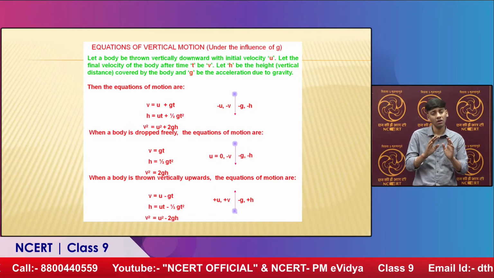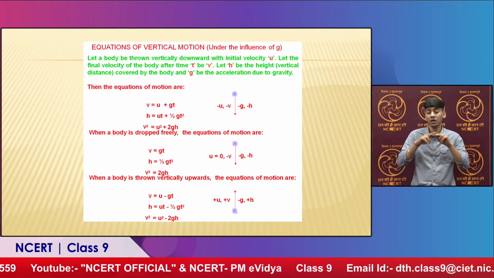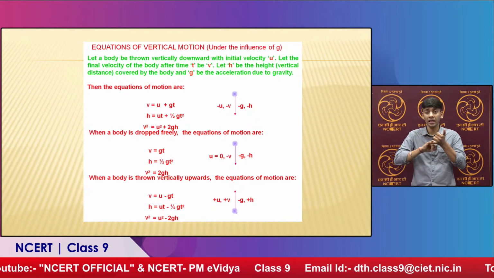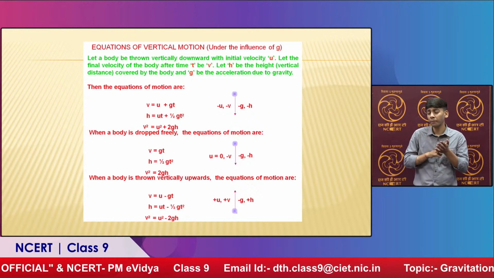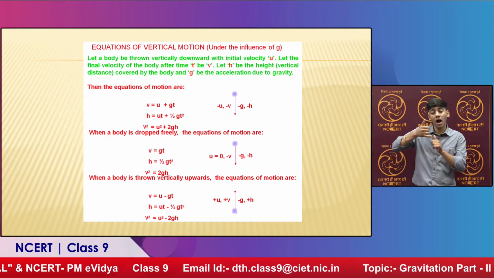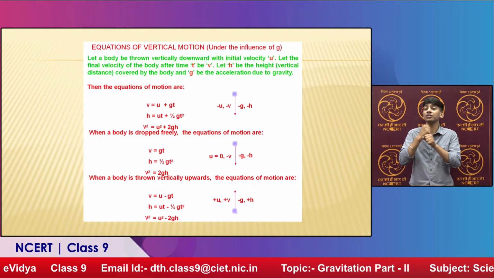Okay, sure. So just quickly coming to the equations of motion, which we have already studied, but here since we are talking about free fall, in place of s, where s is taken as the distance traveled, we replace s by h, where h is the height covered by the object, and in place of a we take g, where g is the acceleration due to gravity.